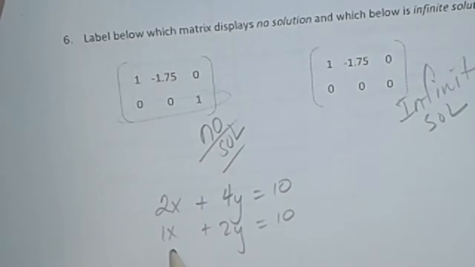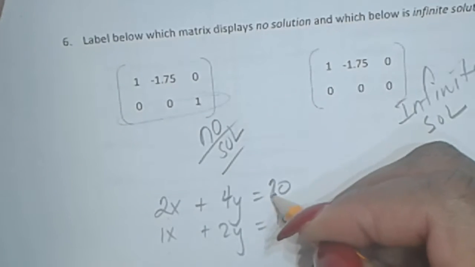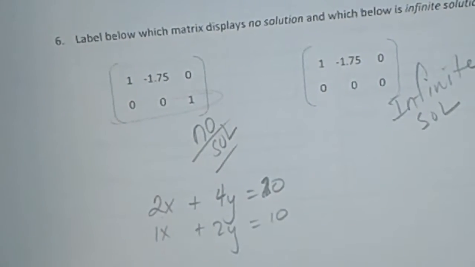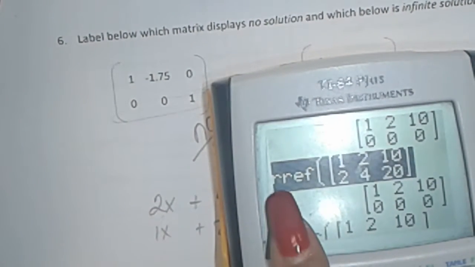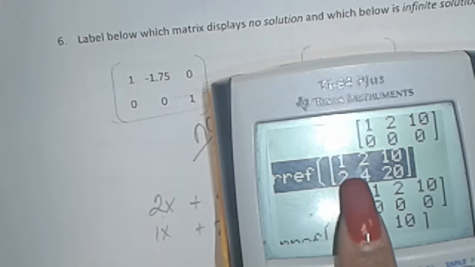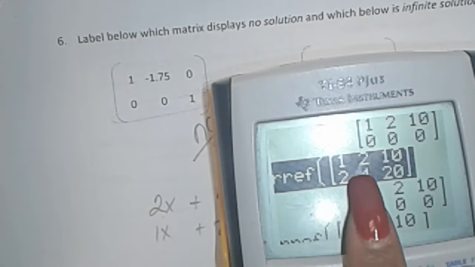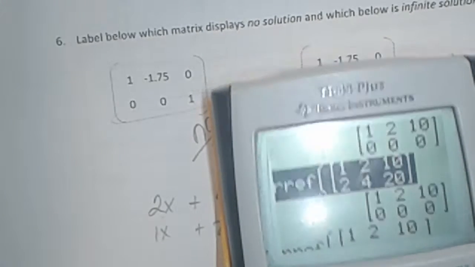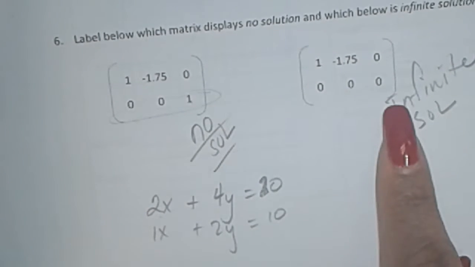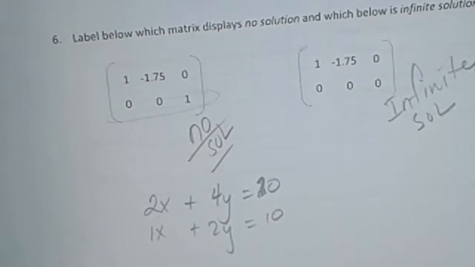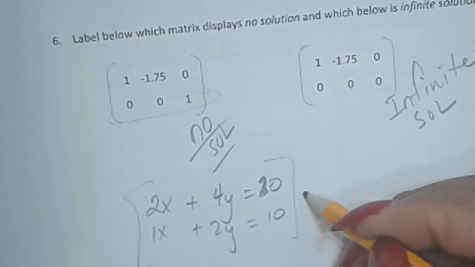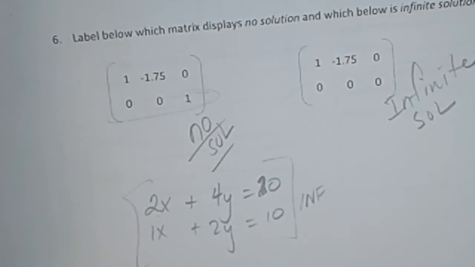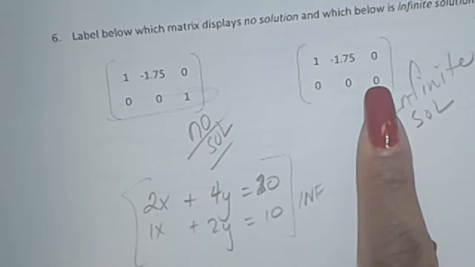So I have used in my calculator 1, 2, 10, and 2, 4, 20. Now, remember, you have to put that RREF first and then the matrix next, okay? And that gives you, ooh, look, 0, 0, 0. So that means this would be infinite solutions. And that's because when I put it in the calculator, I got zeros in the bottom row.